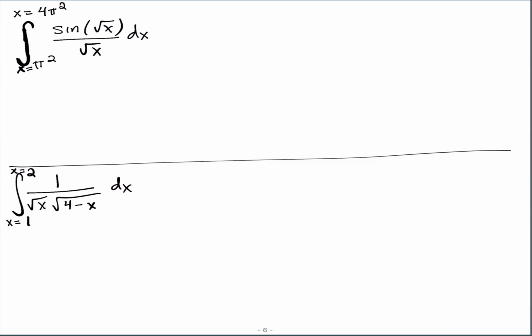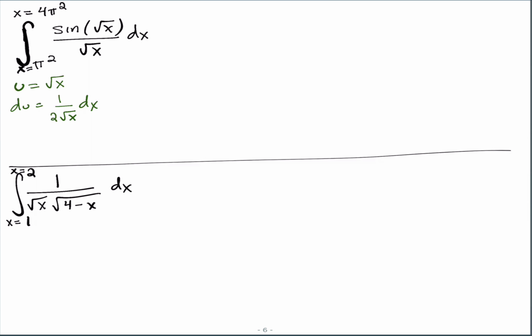Do you guys want to do another one? Sure. Okay, so what did you guys pick for your u? Square root of x. Okay, good. So then du is 1 over 2 root x dx, right? And is that looking promising?